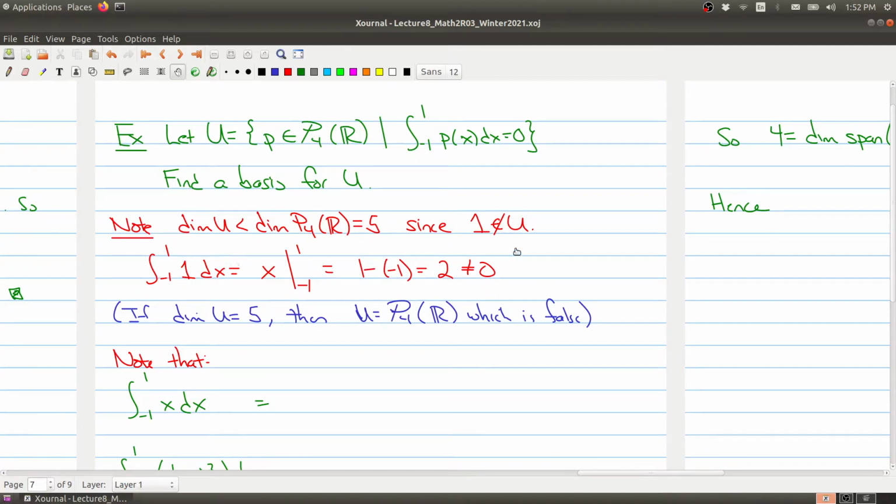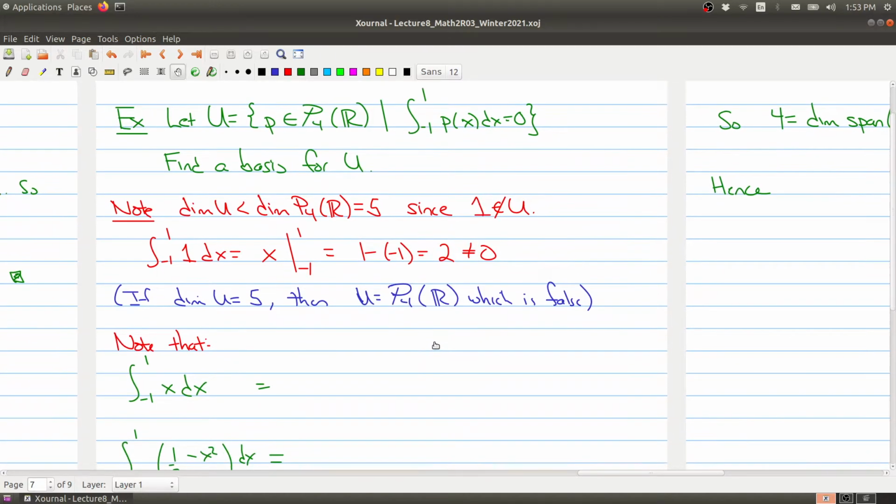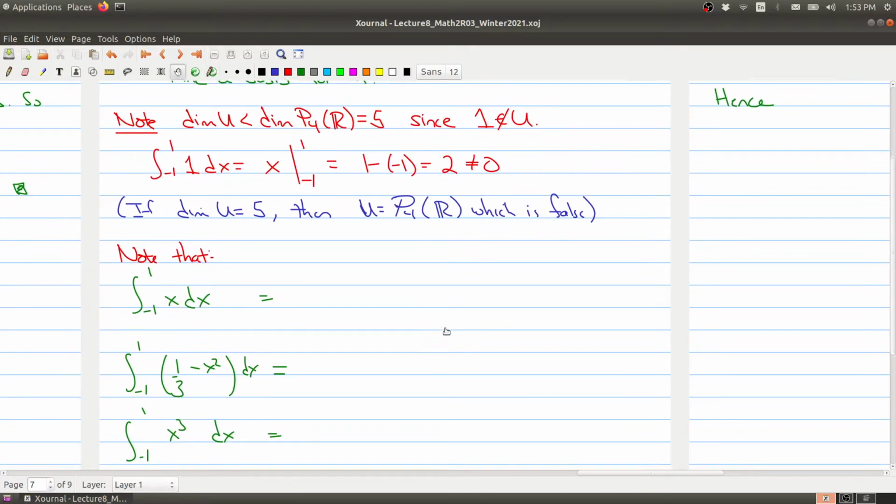So I know for sure that 1 is not in U, and if the dimension of U was 5, then these two spaces would have to be the same, which is false. So we know that the dimension of U cannot be 5. Hopefully that part is clear, that U cannot be everything. You should know from calculus that not every polynomial would have this property right here.